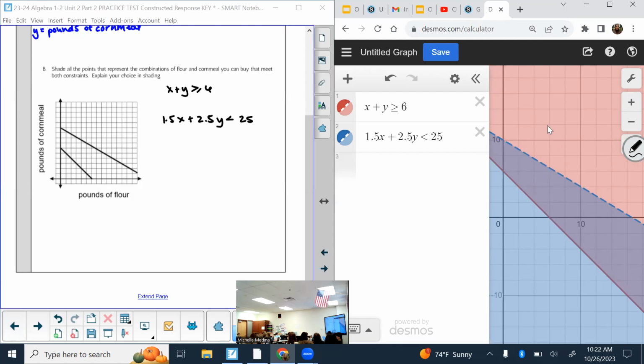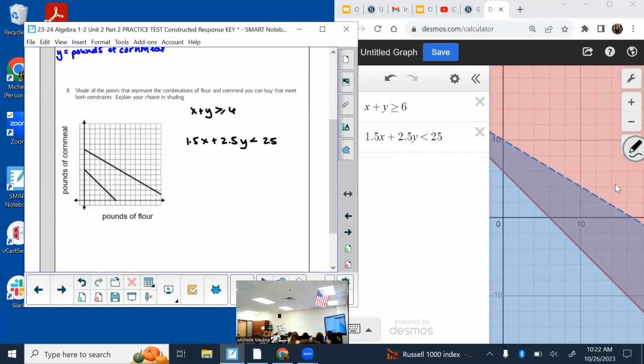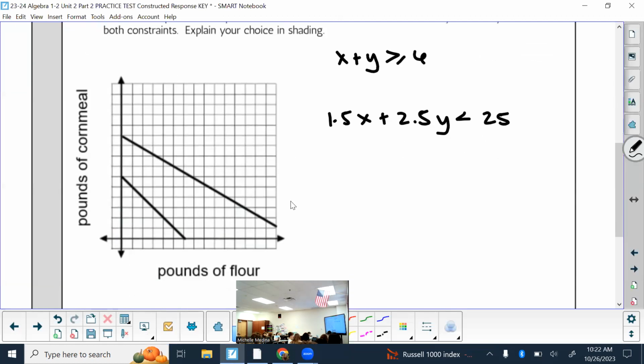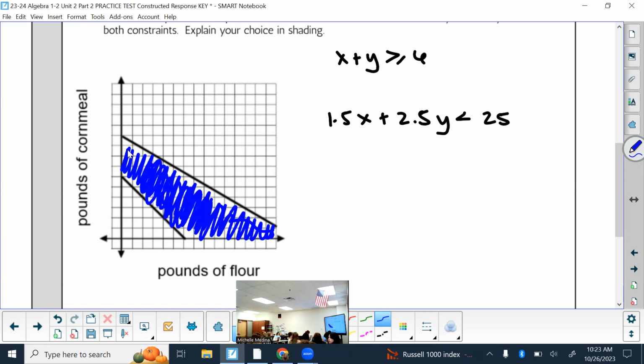What you need to fill in is the correct shading. So where on my practice test do I need to shade? In the middle of the two lines, which you can tell in Desmos is darker in the middle. That's where my solutions are that meet both. Does that make sense? Okay. Thank you. You're welcome. So anything between these two lines is a solution.